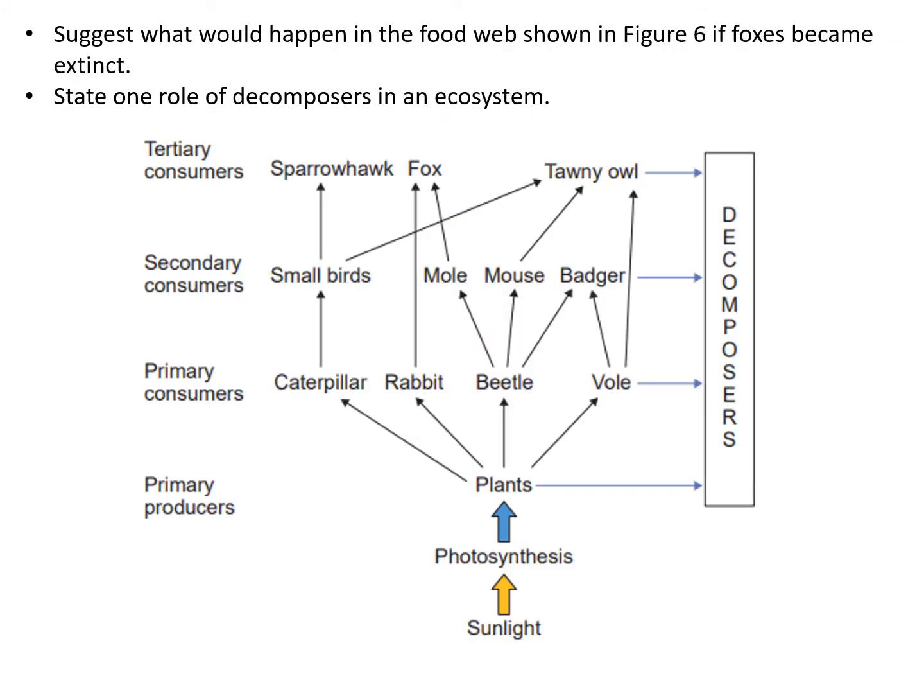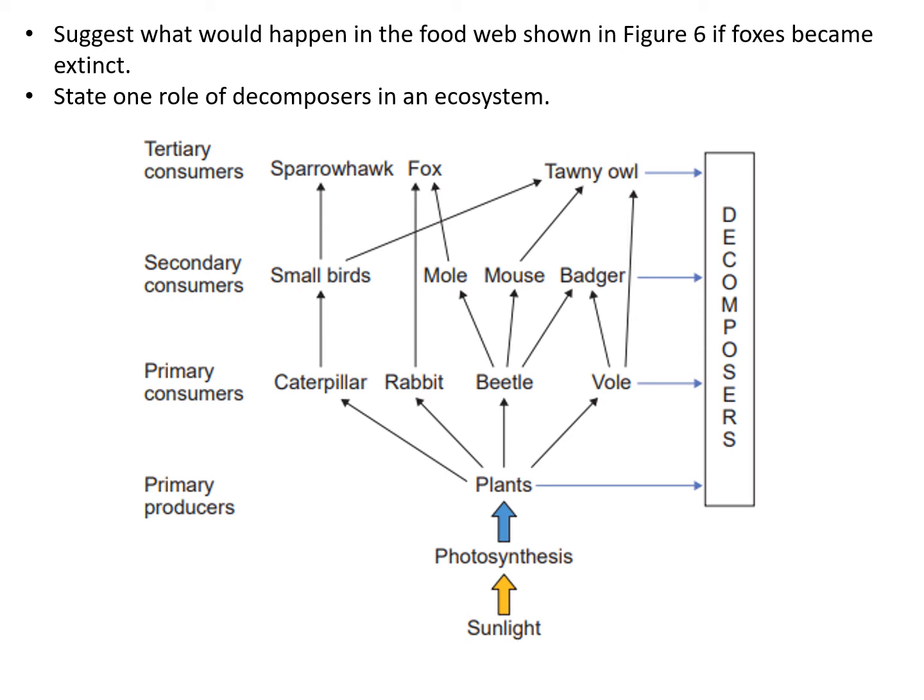Have a look at this food web, not of a pond but of a wood. So you have the primary producers, your plants, making glucose from sunlight energy during photosynthesis. They're getting eaten by your primary consumers, like your caterpillars, your rabbits, your voles, that are getting eaten by your secondary consumers, your birds, your mouse, your badgers, that are then getting eaten by tertiary consumers, sparrowhawk, foxes and tawny owls at the top of the food chain.